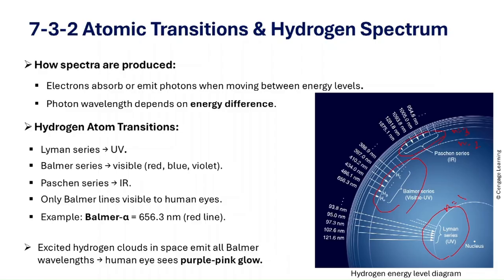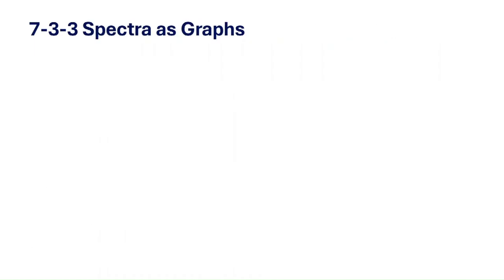So spectral lines are nothing more than electrons jumping between energy levels, and that's why each element has its own unique fingerprint. No two atoms have the exact same set of allowed jumps. Now so far we have looked at spectra as colorful rainbows with bright or dark lines, and that's a great way to introduce the idea. But modern astronomy doesn't just look at pretty rainbows. Instead, we record spectra digitally and represent them as graphs of intensity versus wavelength.